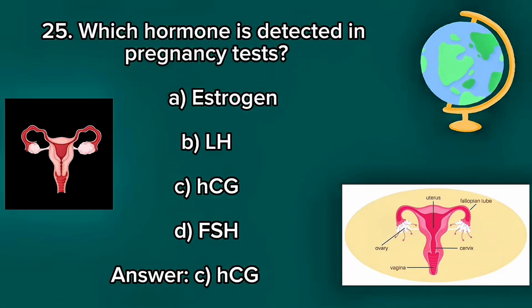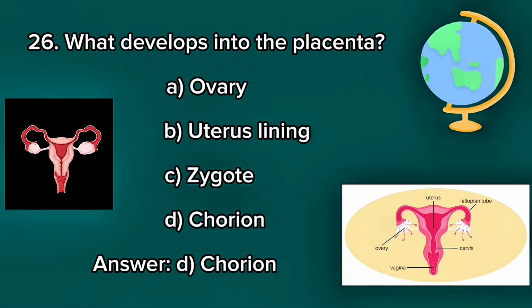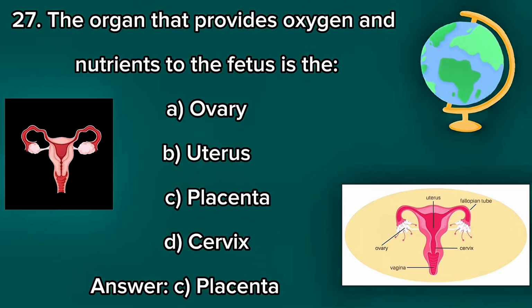HCG. 26. What develops into the placenta? A. Ovary, B. Uterus lining, C. Zygote, D. Chorion. Answer, D. Chorion. 27. The organ that provides oxygen and nutrients to the fetus is the A. Ovary, B. Uterus, C. Placenta, D. Cervix. Answer, C. Placenta. 28.